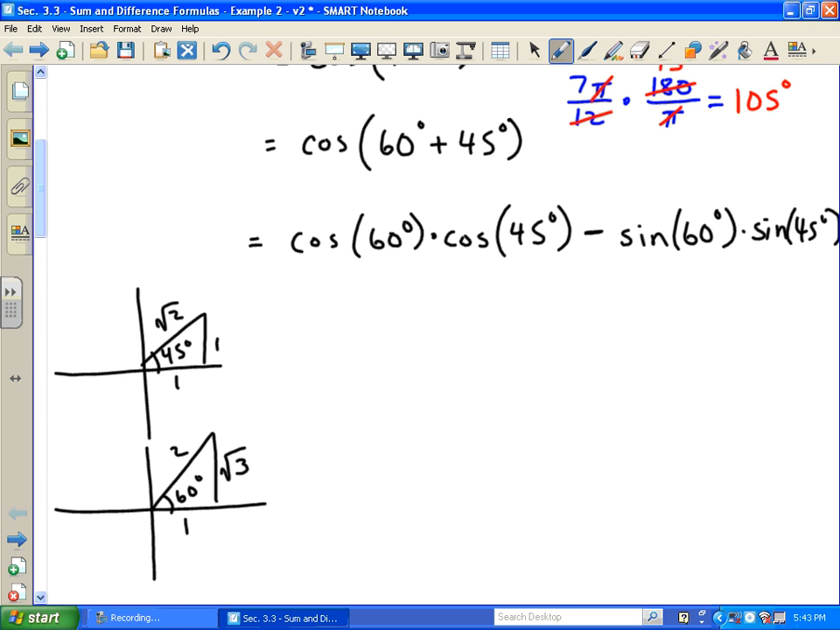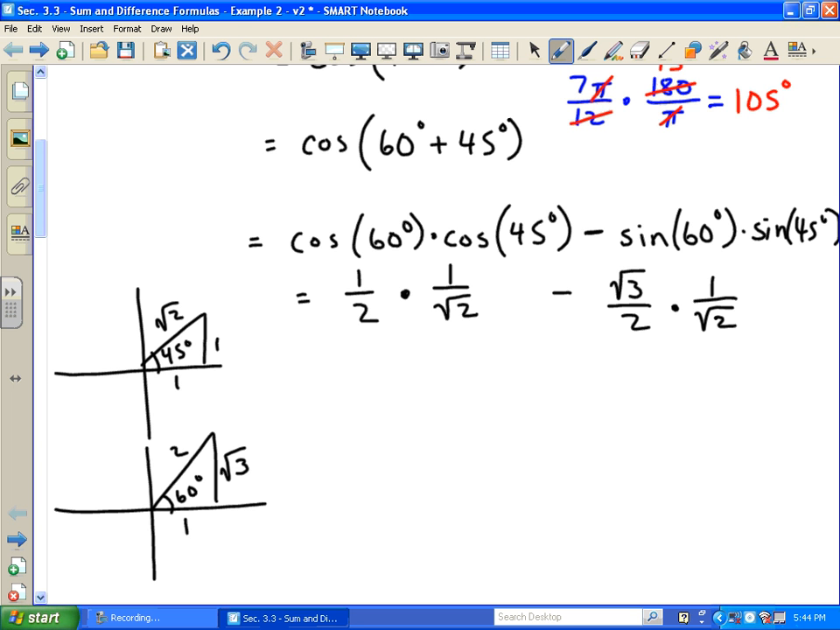Okay. Cosine of 60 degrees. I want to look at the 60-degree triangle I have drawn. Cosine I know is x over r, so that would be 1 over 2. Multiplied by cosine of 45 degrees. Cosine is x over r. This would be 1 over the square root of 2 in this case. And then I have minus sine of 60 degrees. Sine is y over r, so that would be the square root of 3 over 2. And then multiplied by sine of 45 degrees. Looking at the 45-degree angle, this would be 1 over the square root of 2.